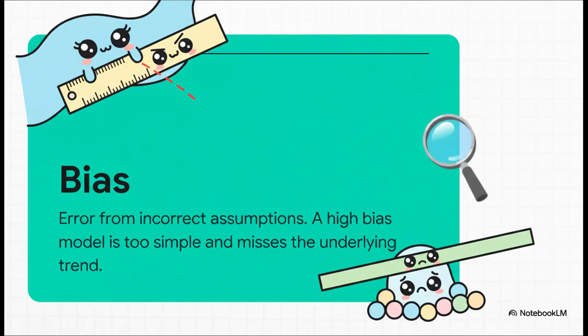So first up, let's talk about bias. Bias is basically the error you get from a model that's just too simple for the job. It makes the wrong assumptions from the get-go. Imagine trying to trace a winding river with a ruler. The ruler's core assumption is that things are straight, so it's going to be wrong, consistently. In machine learning, we call that underfitting.